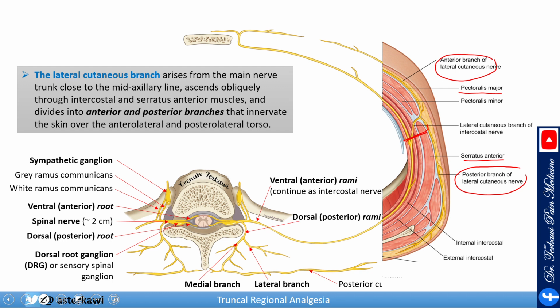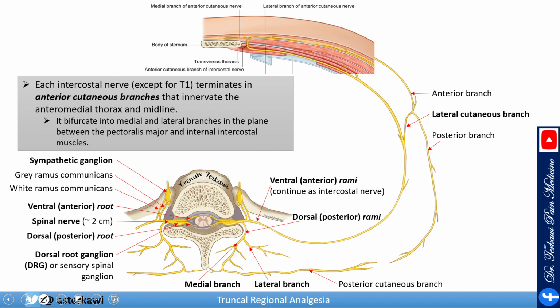If you go underneath the serratus muscle here, then you will catch the lateral cutaneous branch, which hopefully will cover the anterior and posterior branches. More to come in the next lectures. Then the anterior cutaneous branch, except at T1, there is no anterior cutaneous branch. It bifurcates further to medial and lateral branches.